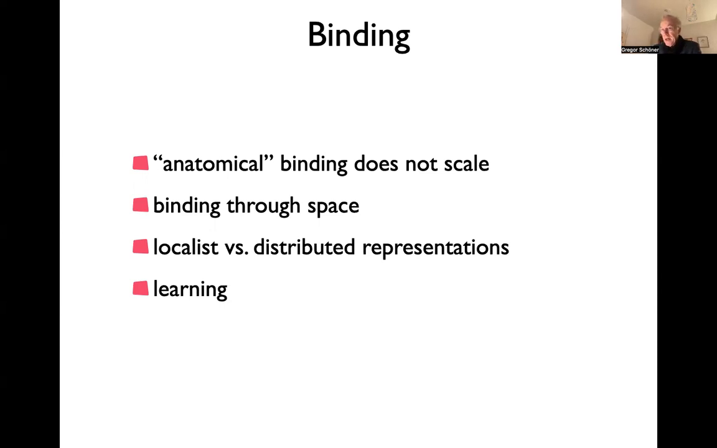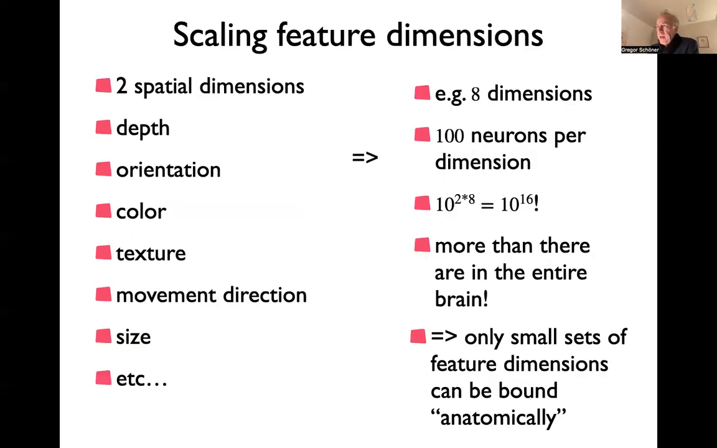Now, this binding that I threw out there is actually also a real cognitive function, and I want to go one step beyond the very simple anatomical binding that the high-dimensional fields per se achieve. And I'll talk about binding through space and use that to talk about localist versus distributed representation. And not really talk about learning. I don't know, we can do that maybe in the discussion session. And so let's first look at a scaling problem.